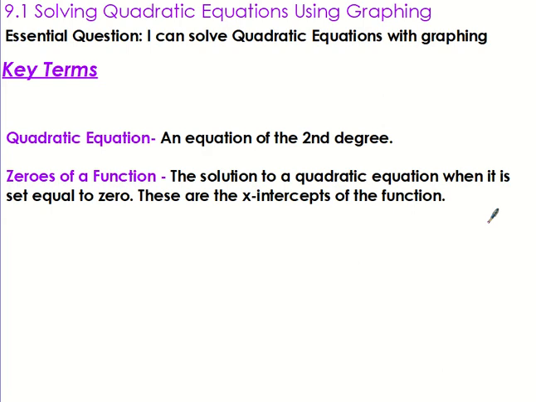We're still doing quadratics. And so today we're going to be solving quadratic equations using graphing. Before, we've just been writing them in vertex form and standard form and then graphing them, but we actually have solutions, like we would for equations. And so that's what we're going to start working on.